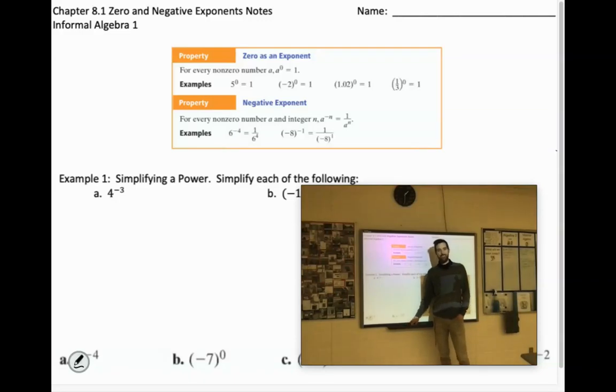Let's talk about zero and negative exponents, Chapter 8.1. Here's the deal. You can't have negative exponents in your final answer. But check this out. Let's do threes.